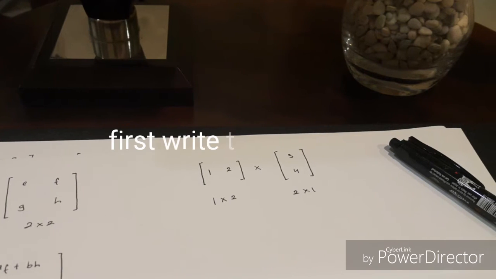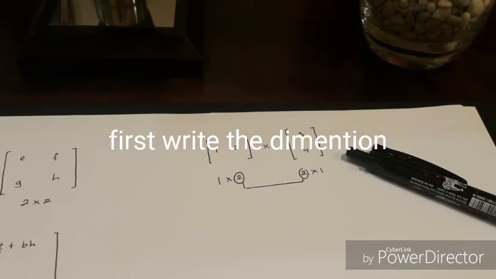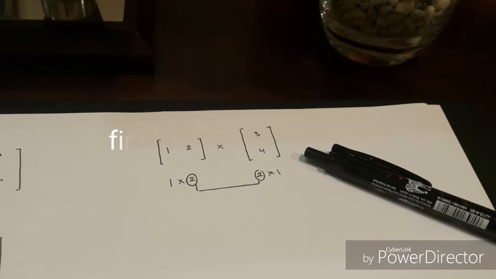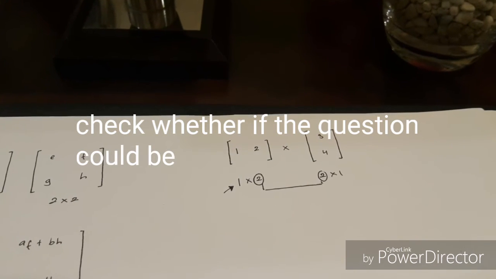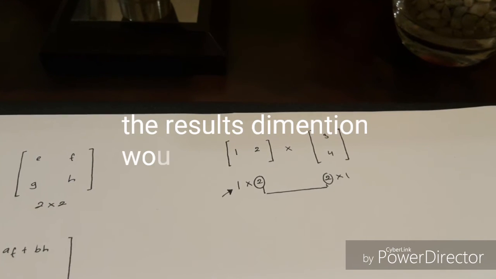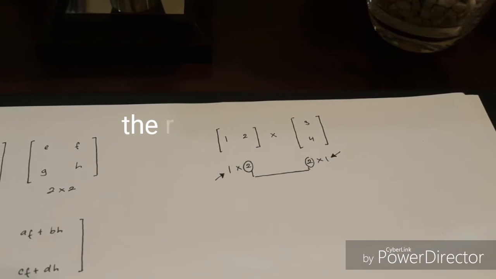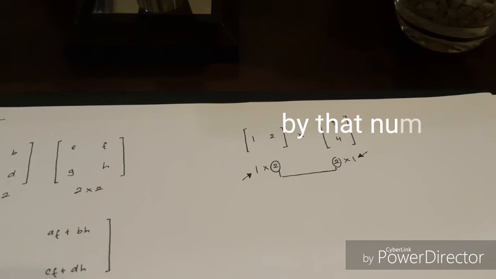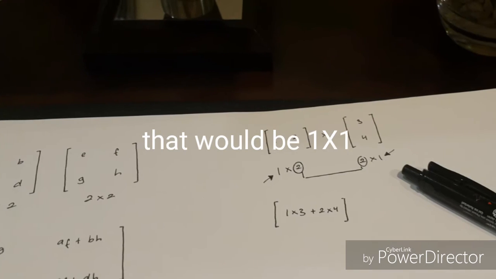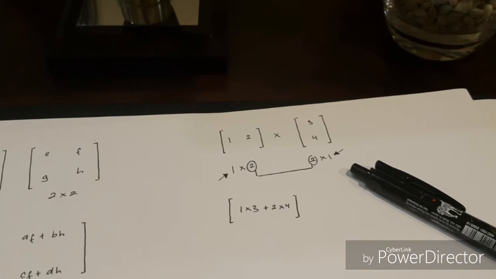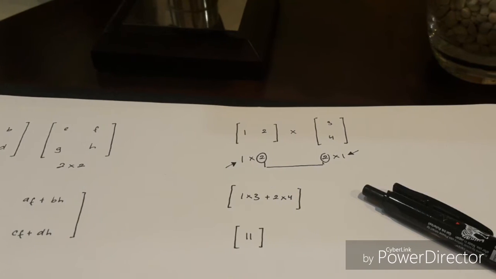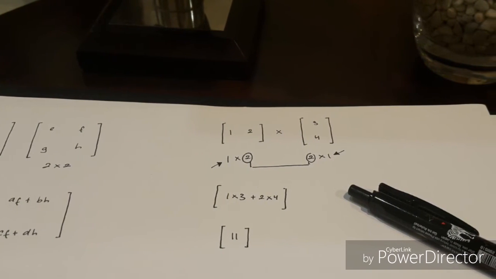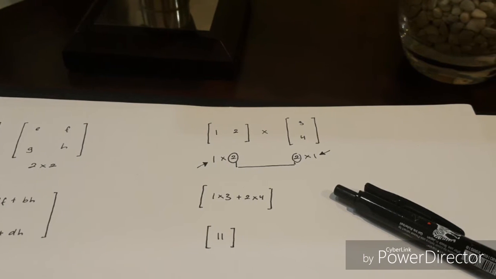First, write the dimension. Check whether the question could be solved. And the dimension of the result should be this number by that number. And that would be a 1 by 1 matrix. 1 times 3 plus 2 times 4 equals 11, meaning the answer is 11.